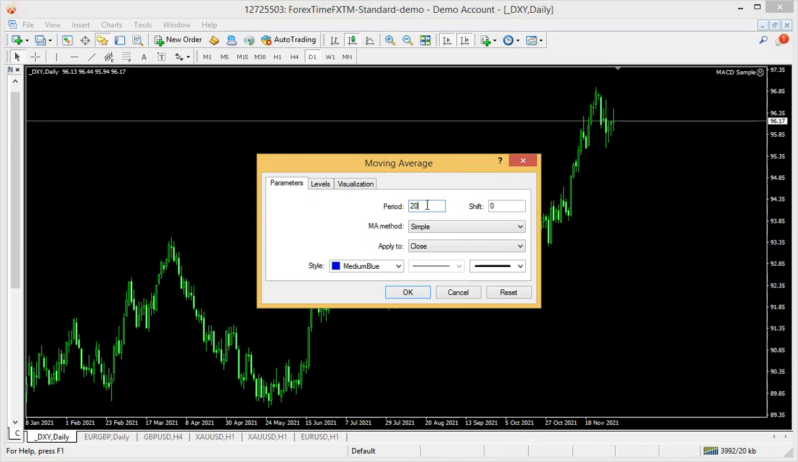So the 25, the one that has the smaller number, is called the fast moving average. So I'm going to set it to 25. It's still the same thing, the same color, simple. I'm going to apply simple, then here I'm going to apply close. Then I'll click OK.